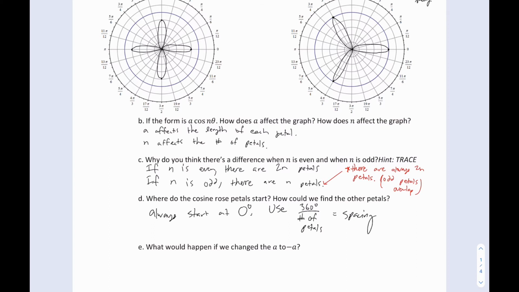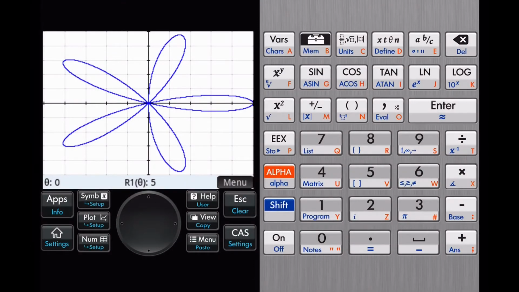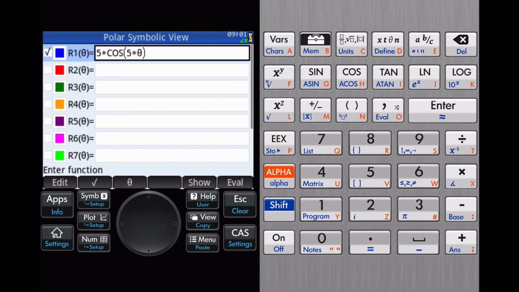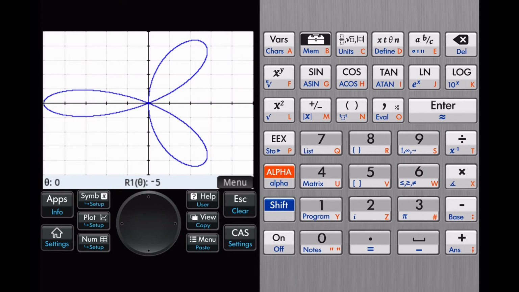And what if we negated it? So let's say we take this one, -5 cosine 3 theta, or even this one, -4 cosine 2 theta. Let's see what happens. -5 cosine 3 theta. Oh, look at that. It did a reflection.